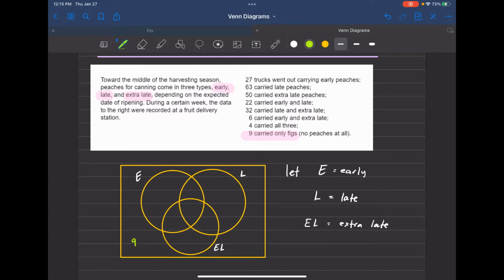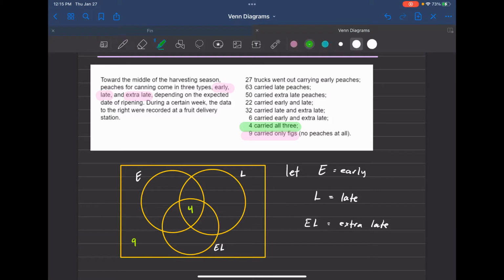Now the next piece of information we have is 4 trucks carrying all 3. So that has to be the intersection of early, late, and extra late peaches. And that's this region right here. So we're going to put 4 in that region. So 4 trucks are carrying all 3.